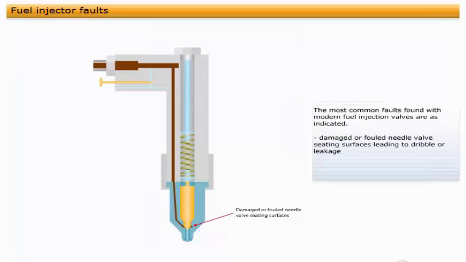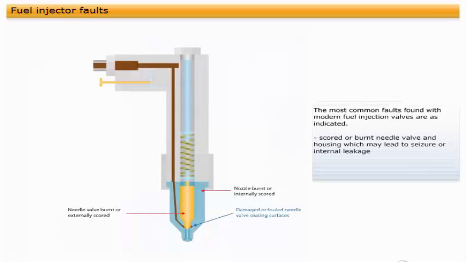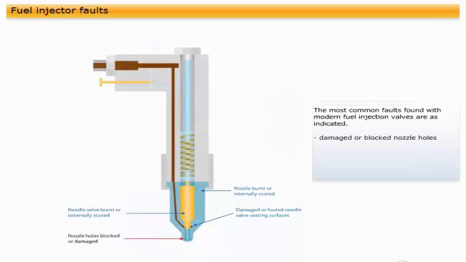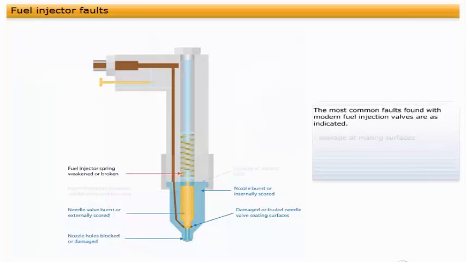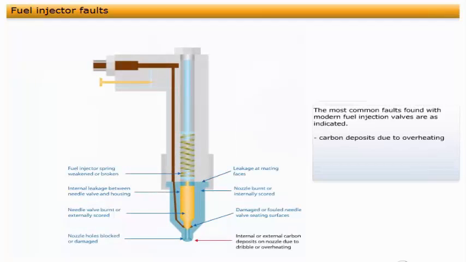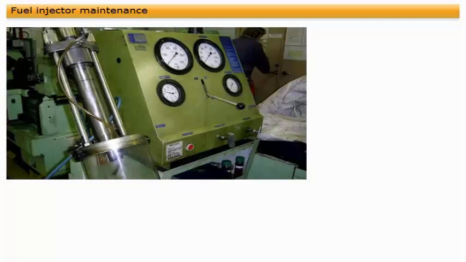The most common faults found with modern fuel injection valves are as indicated: damaged or fouled needle valve seating surfaces, leading to dribble or leakage; scored or burnt needle valve and housing, which may lead to seizure or internal leakage; damaged or blocked nozzle holes; breakage or weakening of injector spring; leakage at mating surfaces; carbon deposits due to overheating.